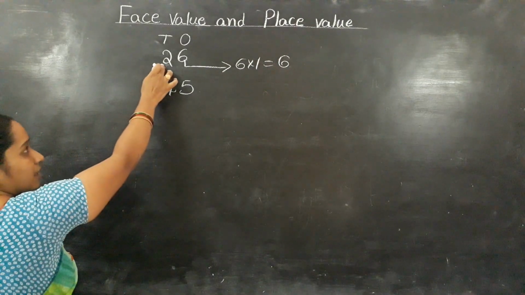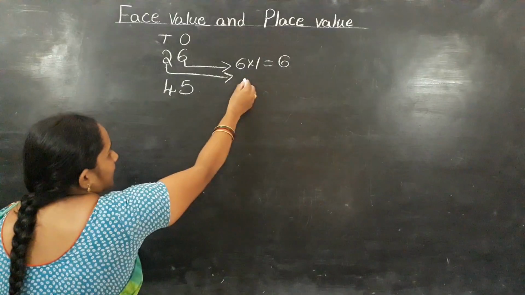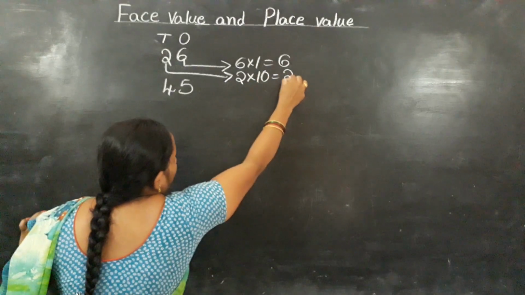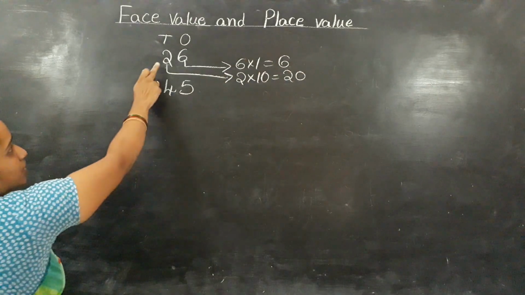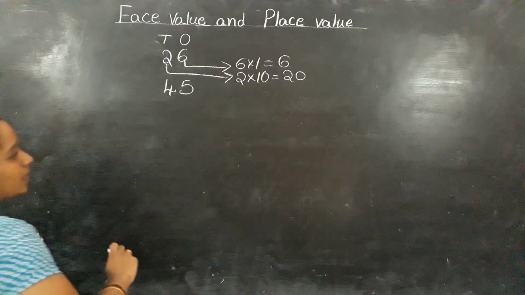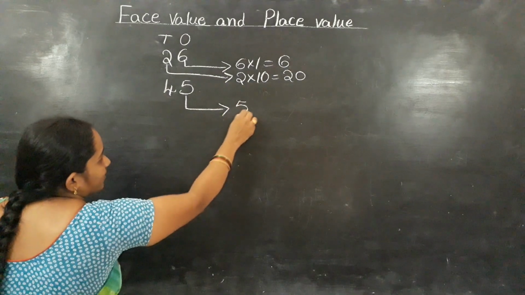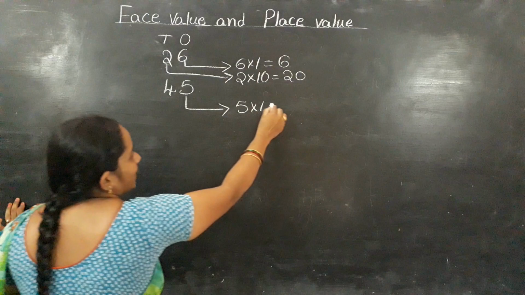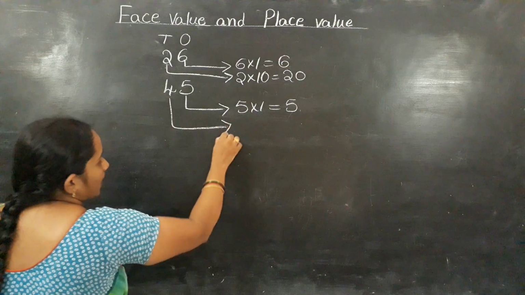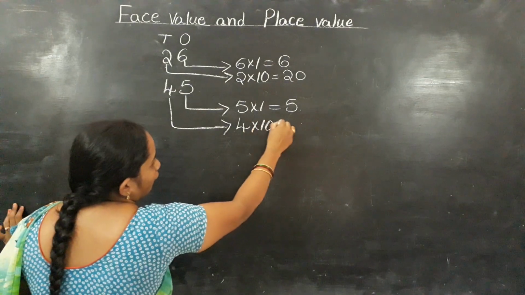Now what is the place value of the digit 2? It is in tens place and the face value is 2. 2 into 10, 20. The place value of digit 2 is 20. The place value of 6 is 6. And next example, what is the place value of 5? 5 is in ones place. So the place value is 5. And what is the place value of digit 4? The digit 4 is in tens place. So 4 into 10, 40.